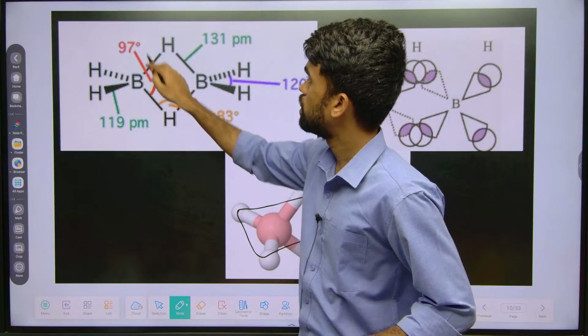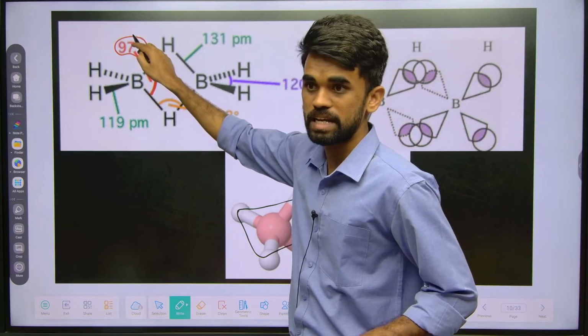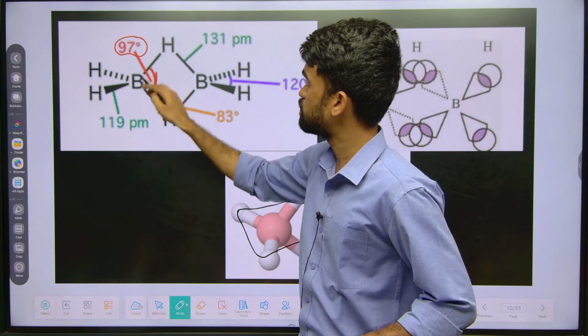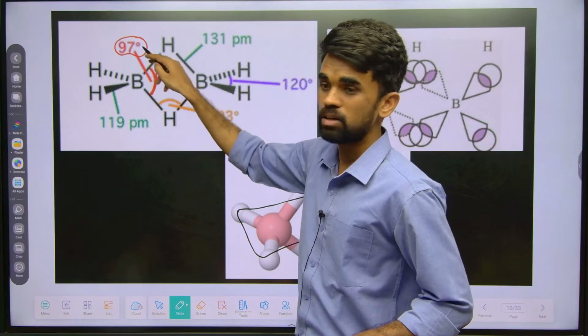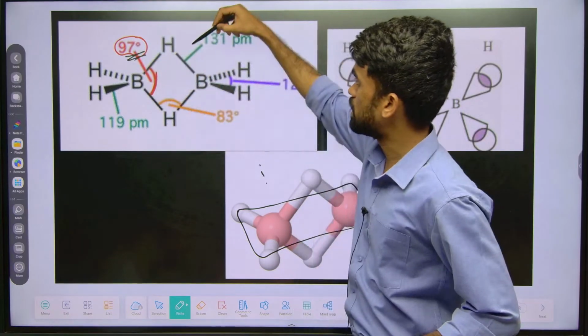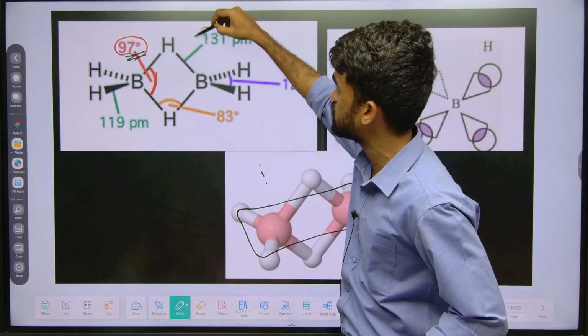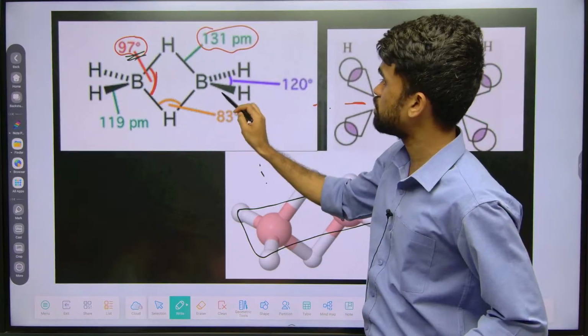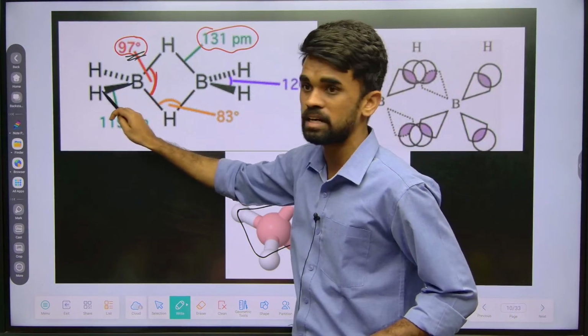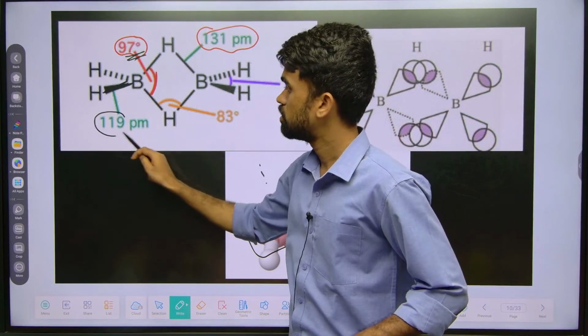Here we have 97. We have a question on this directly. What is this HBH angle? How much? 97. So what is the distance here? Bridged bond is there now. HBH bridge bond distance is how much? 131. This terminal bond, this line, how much is it? 119.